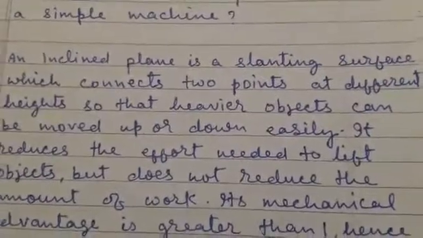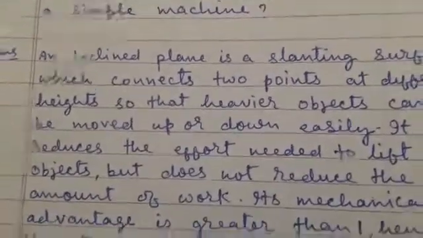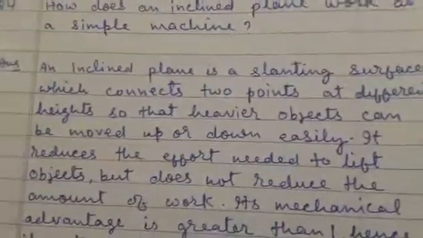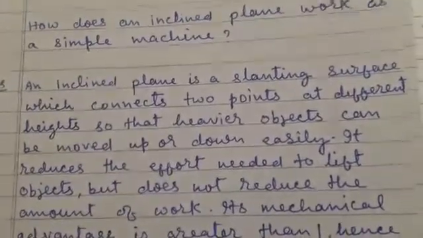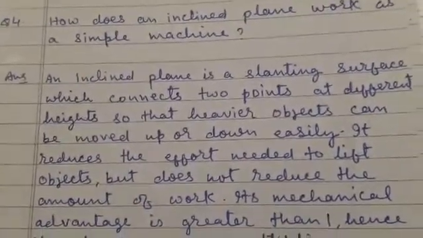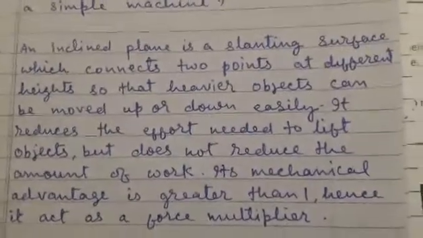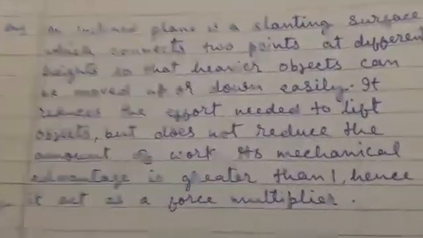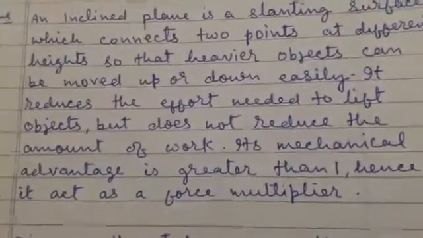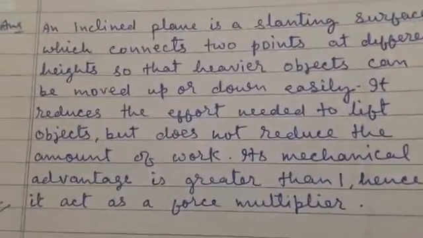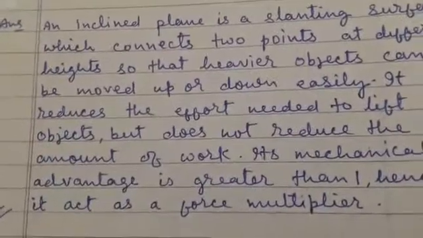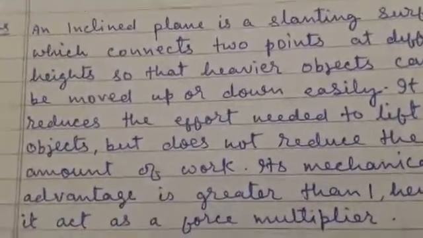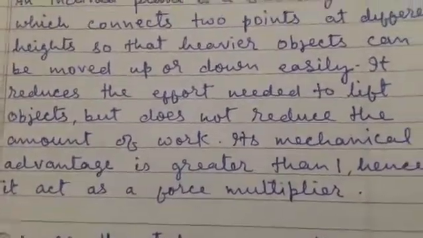Answer. An inclined plane is a slanting surface which connects two points at different heights so that a heavier object can be moved up or down easily. It reduces the effort needed to lift an object but does not reduce the amount of work. Its mechanical advantage is greater than 1, hence it acts as a force multiplier. In this way it acts as a simple machine.